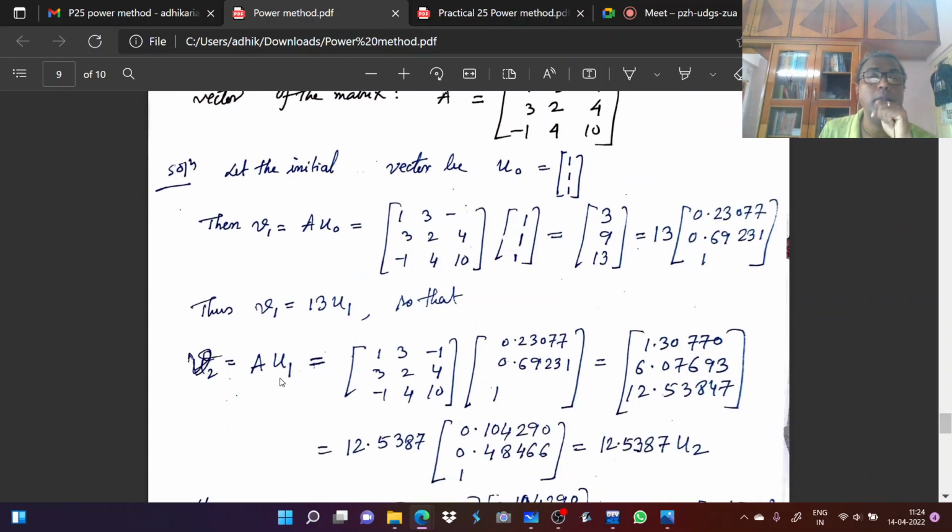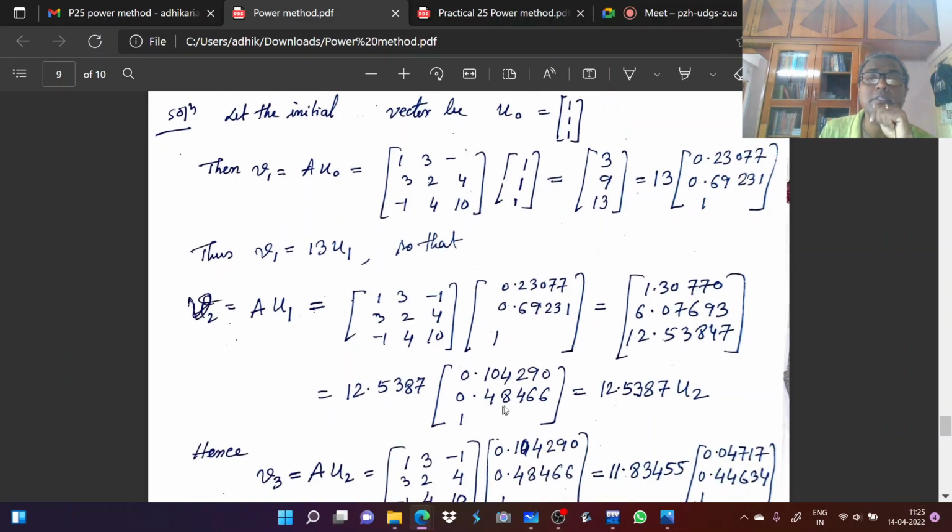Then v2 equals A into u1. A is the given matrix, and u1 is this vector, so post multiplying A by u1 we get the result. Here the numerically largest value is 12 point something, so take common 12.5387 and we get this column vector, called u2. So v2 equals 12.5387 into u2.